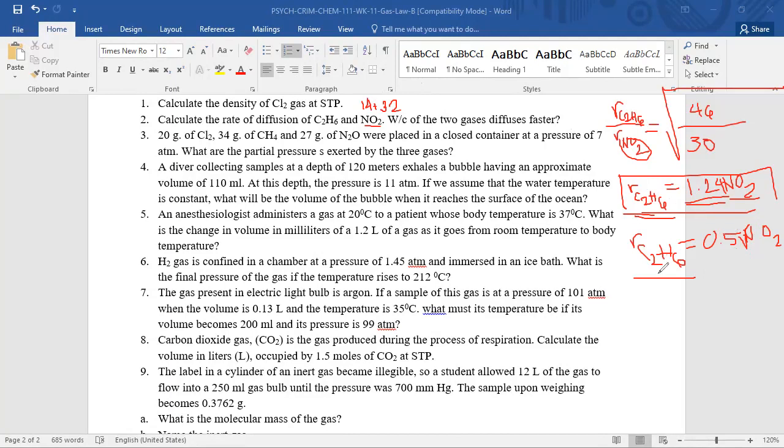Okay. So, C2H6. So, 0.5. So, ibig sabihin, mas mabagal pag 0.5 nakuha natin. Bakit? Kasi mas bababa yung rate niya. Okay?